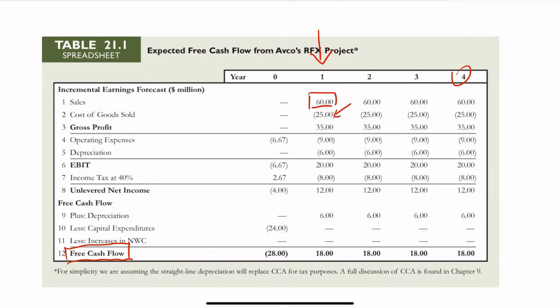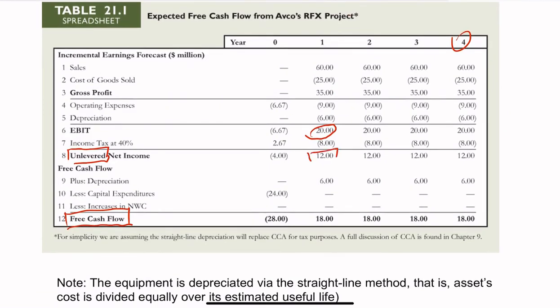And then you will minus the COGS, cost of goods sold. This gives you gross profit. And then you would minus operating expense and depreciation. This gives you EBIT. And then you will consider the corporate tax, which gives you the unlevered net income. This is not net income. This is actually unlevered net income, because you can see that here we will not deduct interest payment or interest expense from EBIT. So this net income is unlevered.